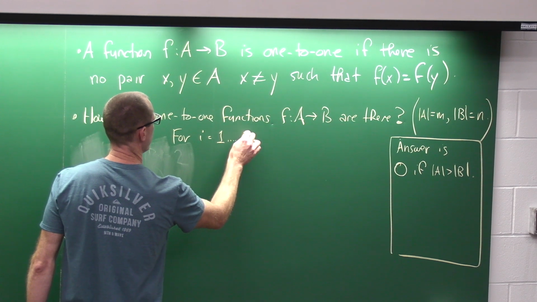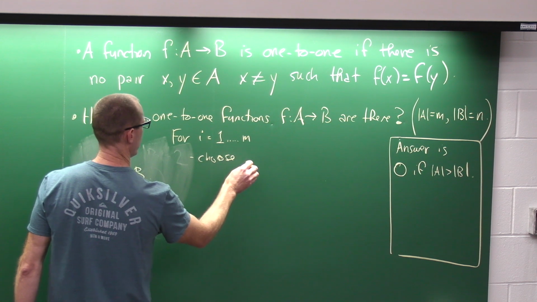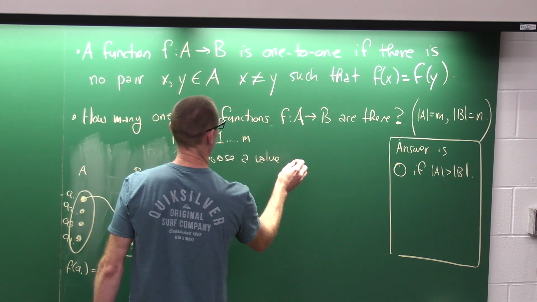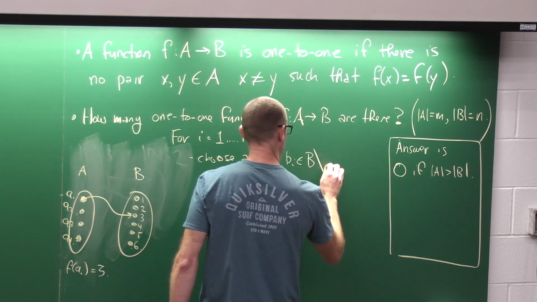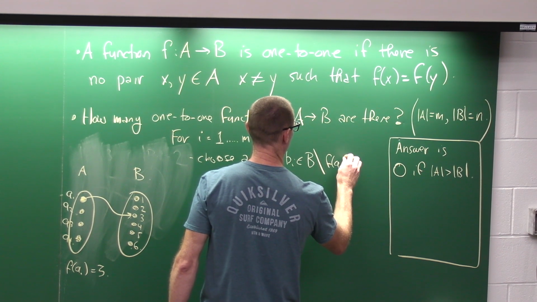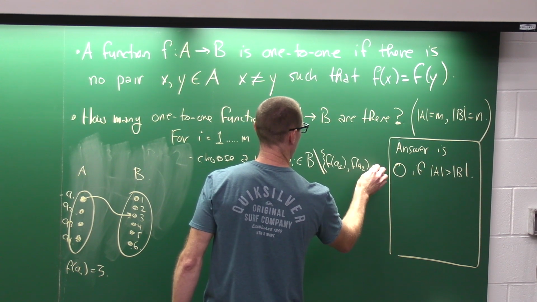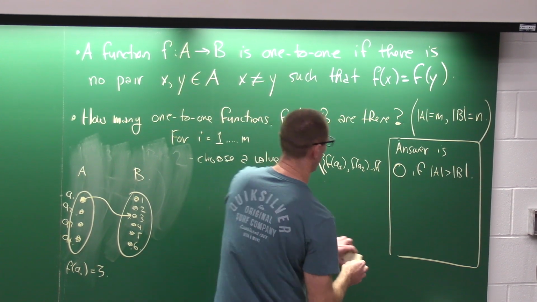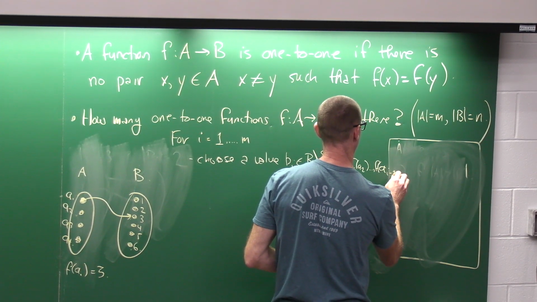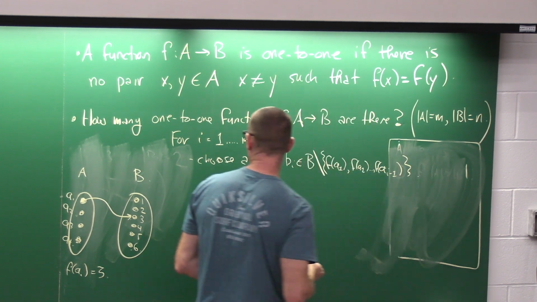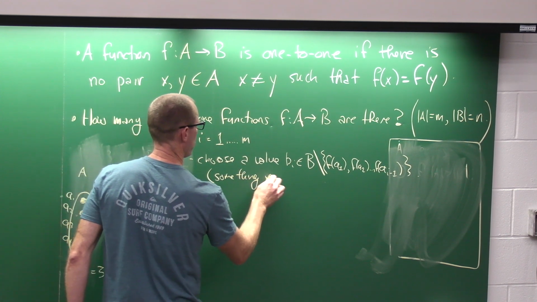For i equals 1 to m, you do the following. Choose a value b_i in the set B minus f of A1, f of A2, up to f of A_(i minus 1). So this just says, just choose something you haven't picked before.